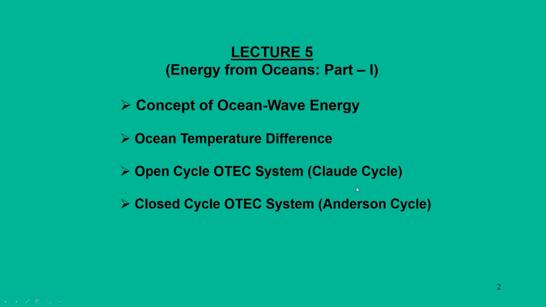In fact, both the cycles are modified forms of the ideal Rankine cycle, and it is known that they are called low temperature cycles, because the temperature difference available to us between the ocean surface and deep water is less. So, we will touch upon these two cycles briefly, but the main intention is to see what is the concept behind this ocean wave energy.